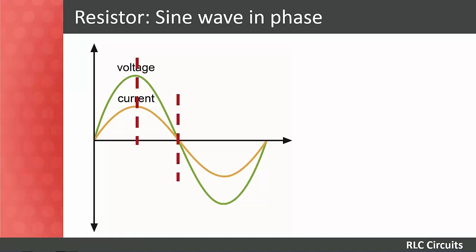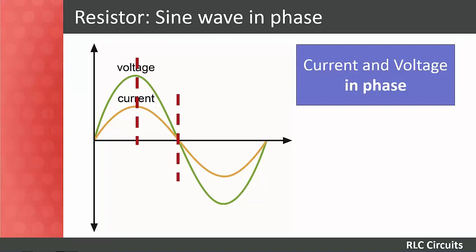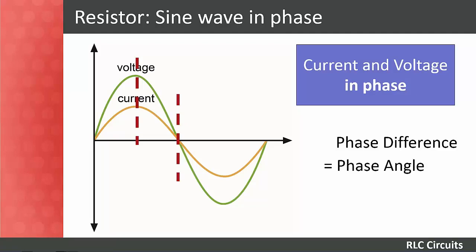Since the current and voltage rise and fall simultaneously, we say they are in phase with each other. This means that there is no phase difference between the voltage and current. The phase difference is referred to as the phase angle, and in this case, the phase angle is zero. So for a purely resistive circuit, the alternating current flowing through the resistor varies in proportion to the applied voltage across it and follows the same sinusoidal pattern. The current will achieve its maximum, minimum, and zero values whenever the voltage reaches its maximum, minimum, and zero values, as shown in this waveform.